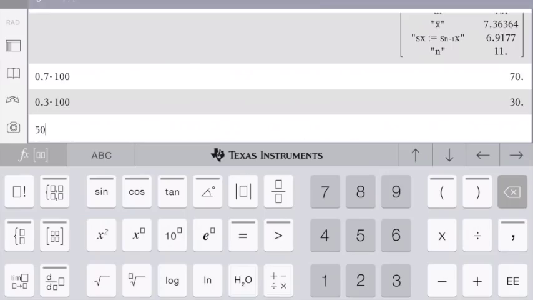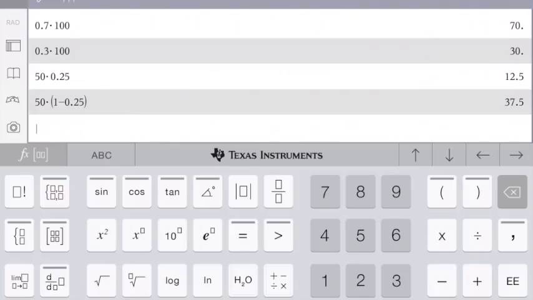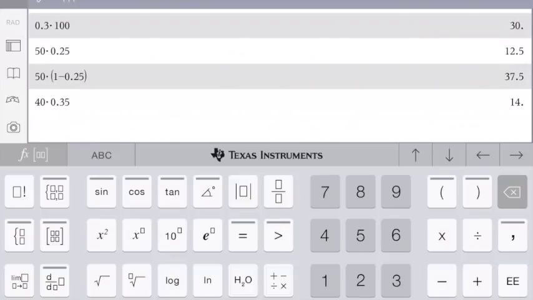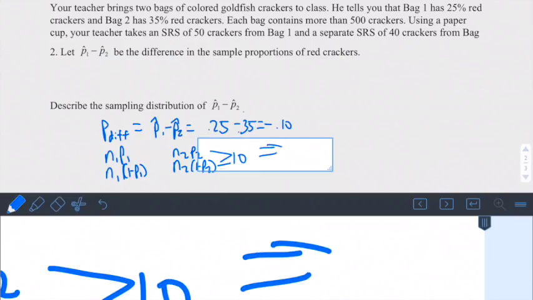So we had 50 from our first sample times 0.25. That's greater than or equal to 10. And 50 times 1 minus 0.25, that's good. Then we have 40 times 0.35 and 40 times 1 minus 0.35. So that all works, so we know our sampling distribution will be approximately normal.